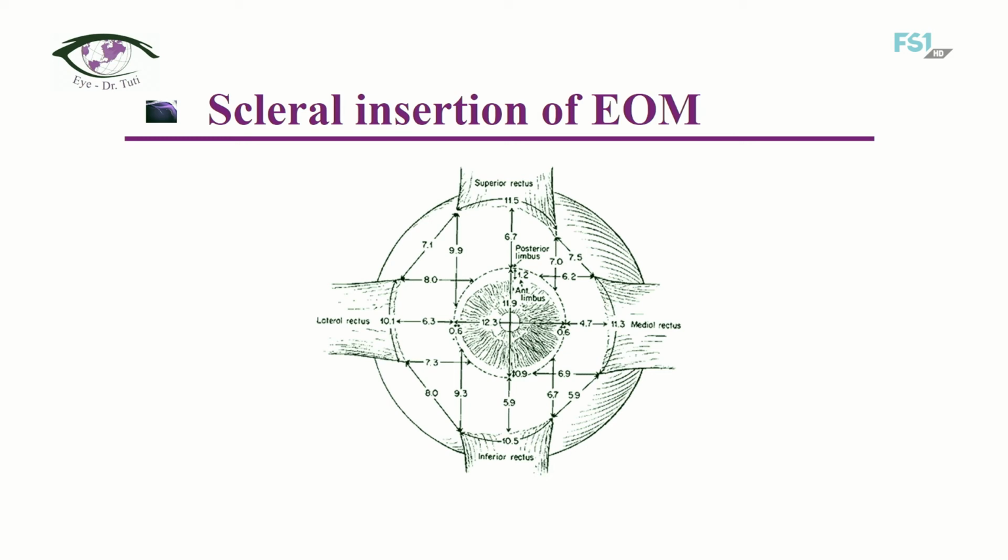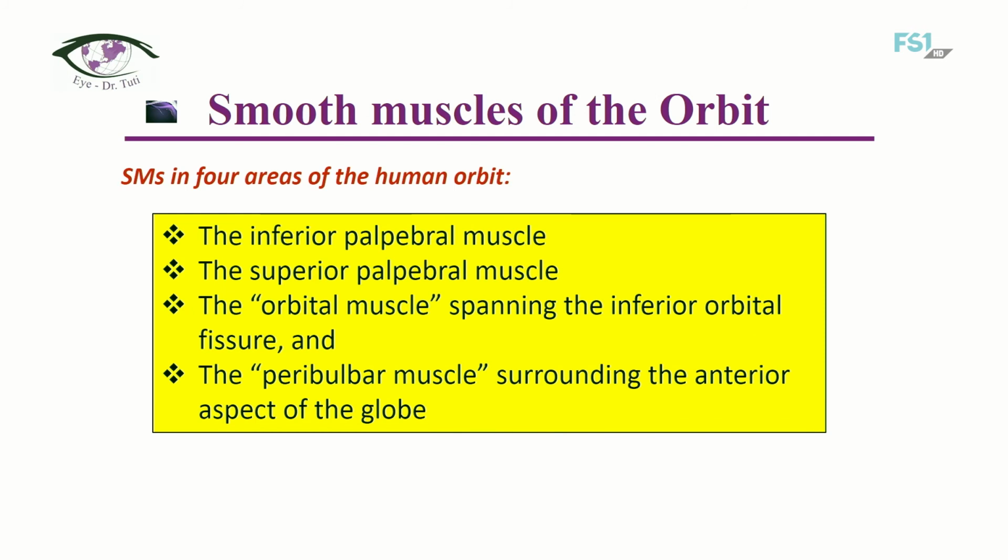And the furthest muscle is the superior rectus muscle, which is from 6.7 and sometimes up to 7.5. Besides the extraocular muscles, which I described already, there are also smooth muscles of the orbit. Here in the slide you can see the list of smooth muscles of the orbit, which are the inferior palpebral muscle, the superior palpebral muscle, the orbital muscle, and the peribulbar muscles.